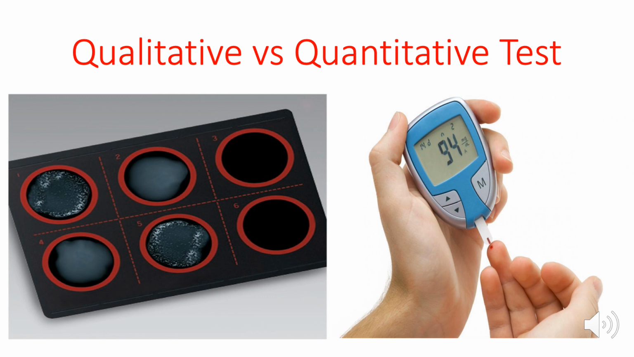On the right photo, you have there a glucometer which can give us an exact numerical value of the glucose in the blood of the patient. So therefore, the use of glucometer is an example of a quantitative examination or test.